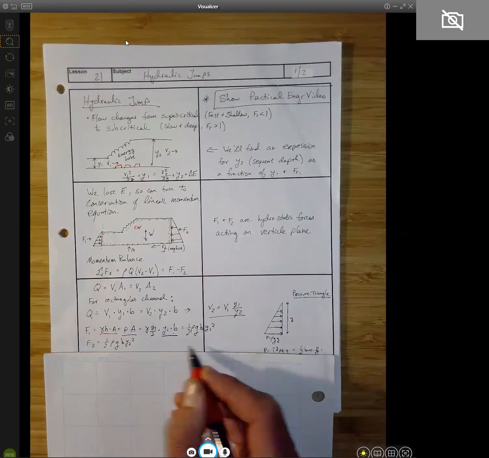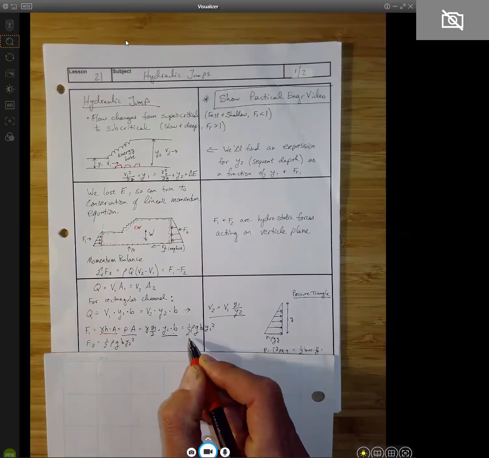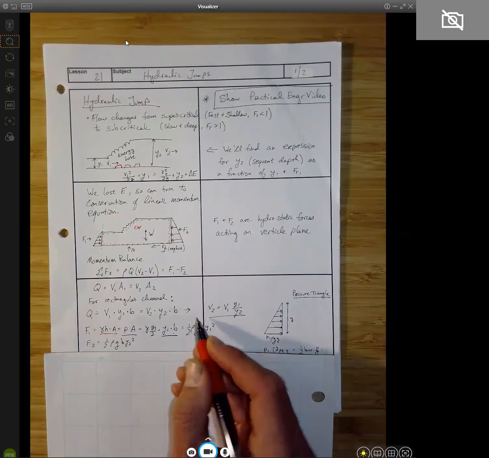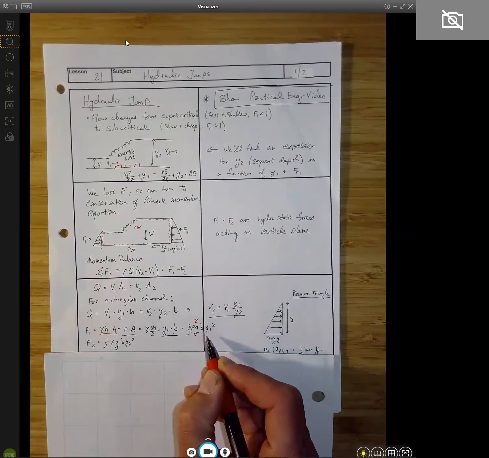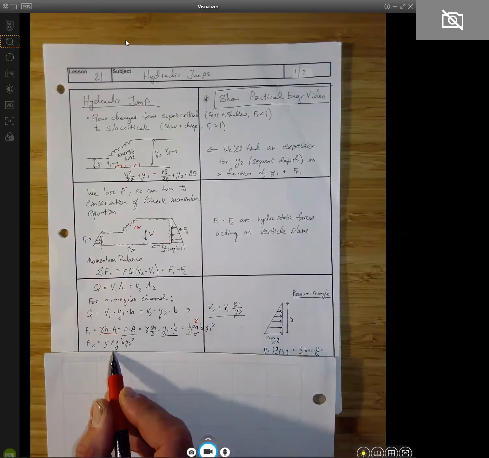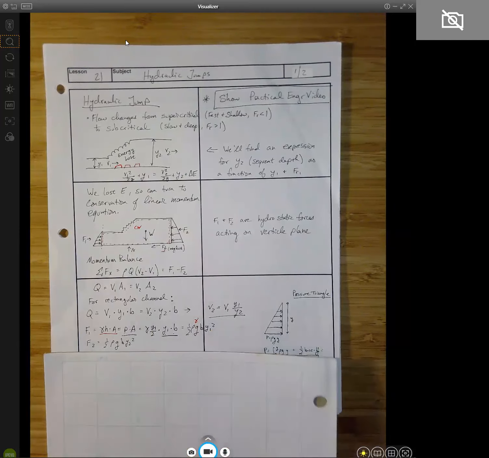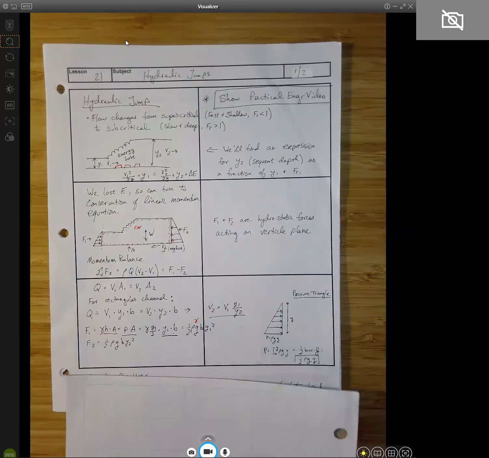And so we end up with the force equaling 1/2 rho g, which is also gamma, times the width times the depth squared. And the same goes for the force in the downstream end, where we have the depth squared for the downstream depth.